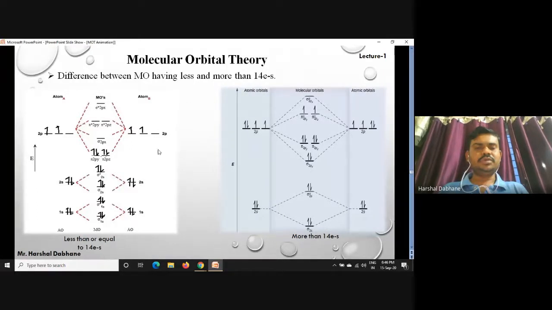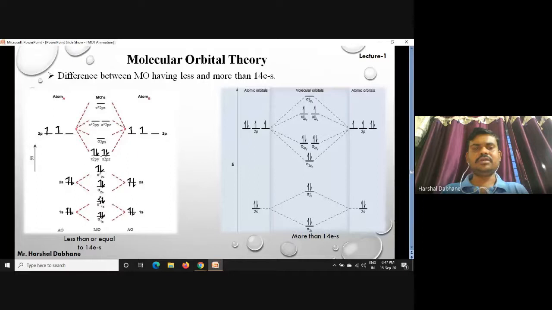We have three different types of orbitals here: first 1s, then 2s, and third the 2p orbitals. The 2p orbitals are further classified into 2px, 2py, and 2pz. When the 1s and 1s combine, they form two molecular orbitals: sigma 1s and sigma star 1s.